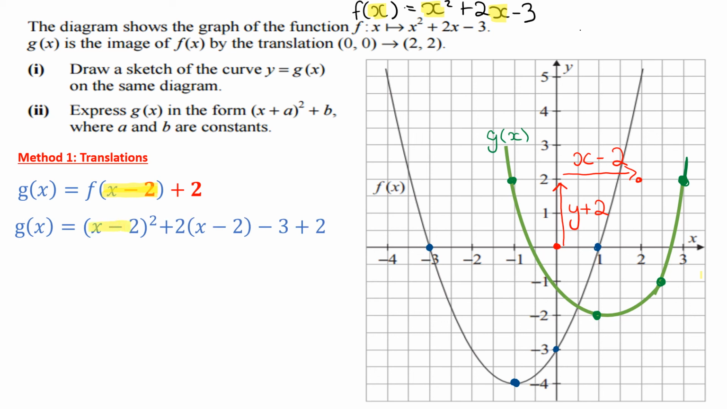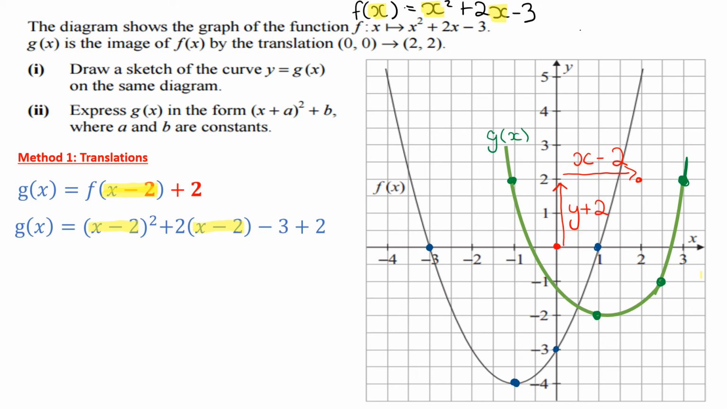So I'm going to highlight this so you can keep track of it. x minus 2 squared plus 2 times x minus 2 minus 3. That's the original function f, subbing in x minus 2 instead of x. And then we have a plus 2 there on the end.